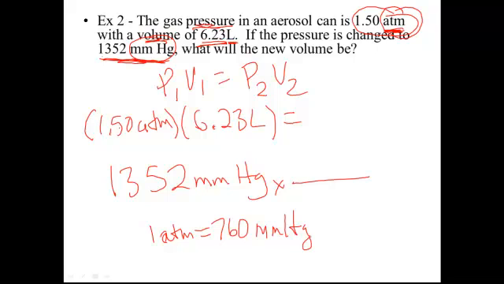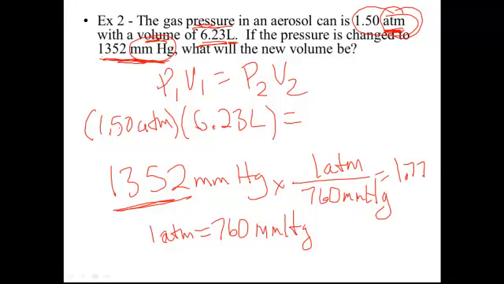So if I want to cancel millimeters of mercury, I'm going to put that on the bottom. I'm going to put 1 atmosphere on the top. And now I'm going to take 1,352 and divide it by 760 millimeters of mercury, and that gives me, let's see, I used 4 significant digits here, so I'm going to say 1.779 atmospheres. And now I can use this number up in this equation so that my atmospheres will cancel each other.